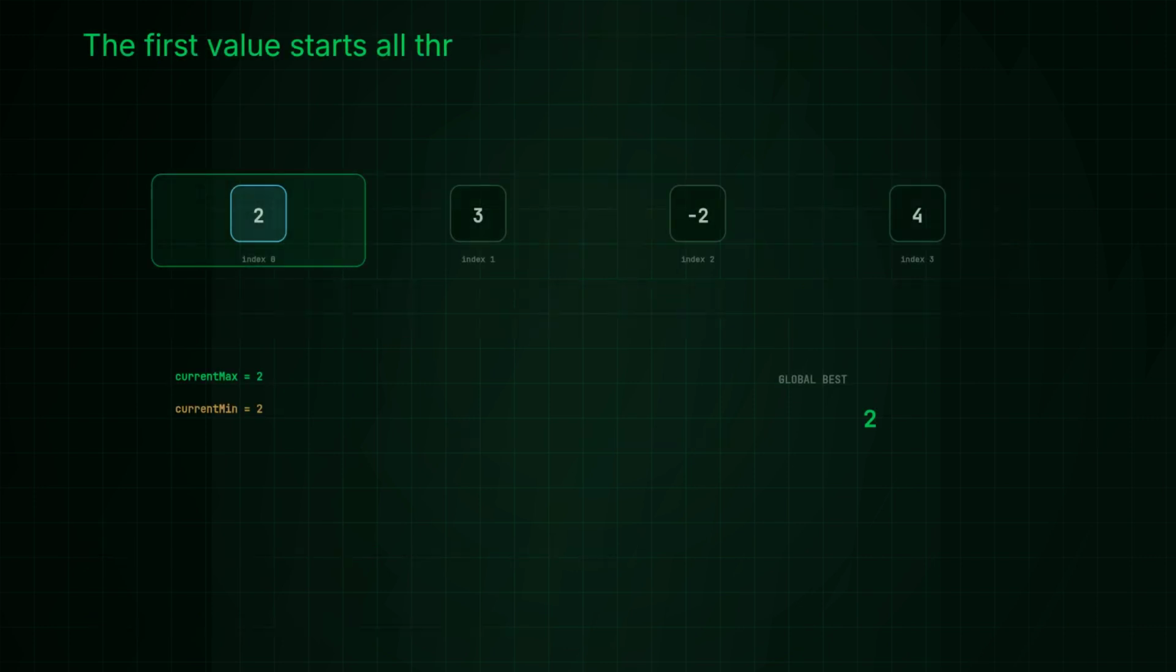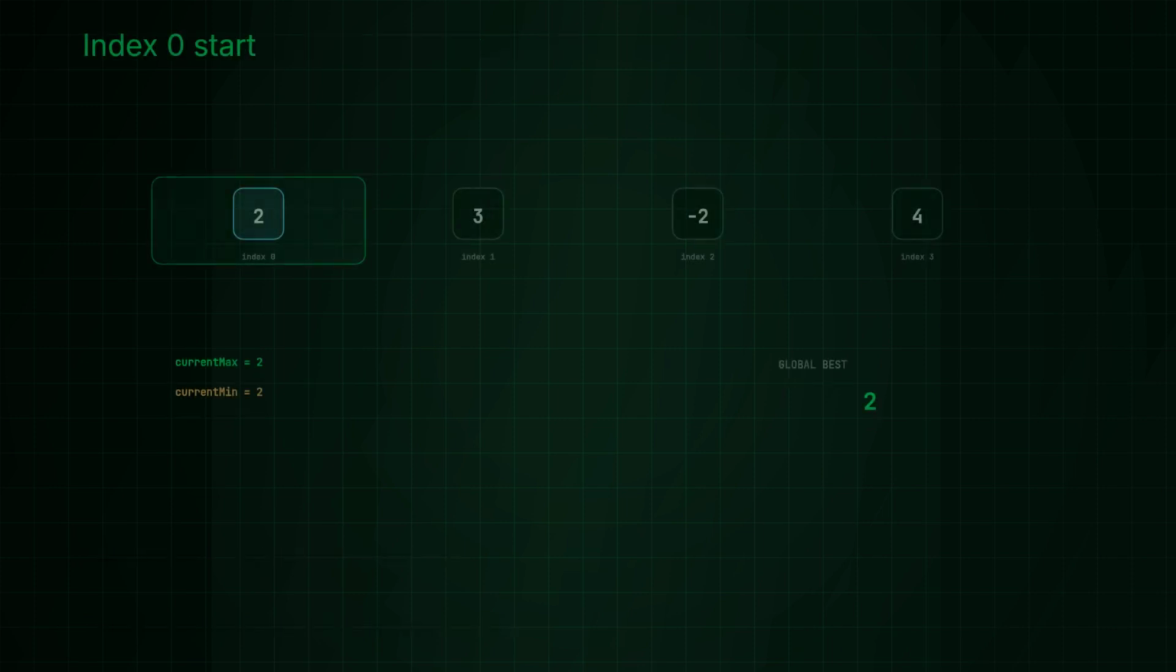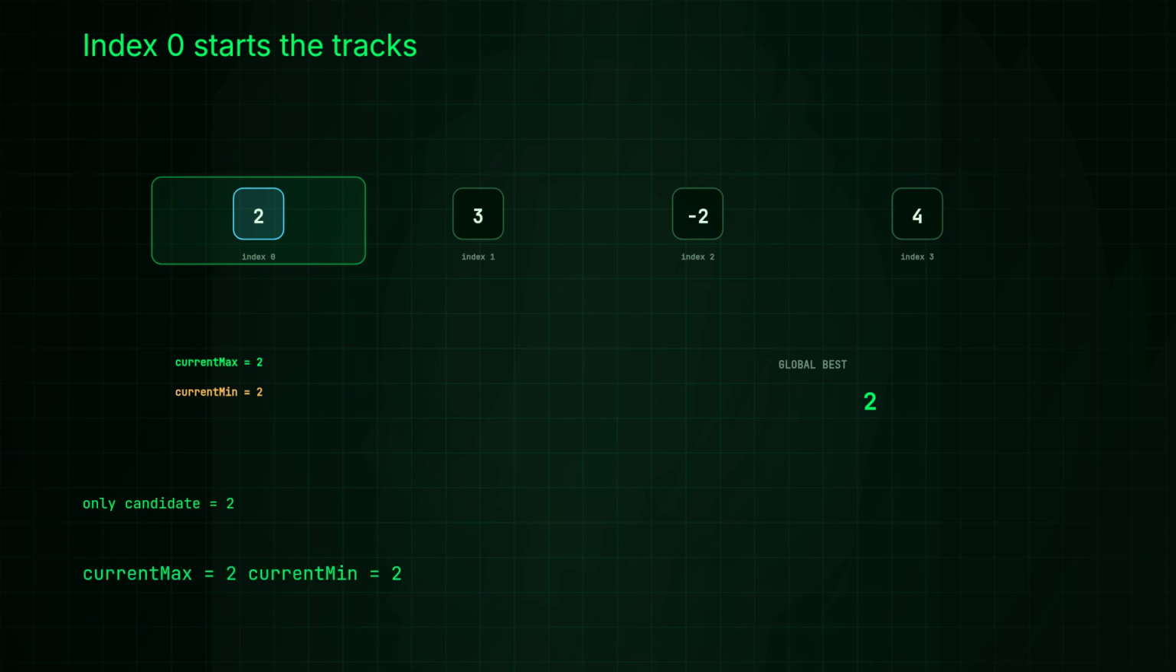At index 0, the only subarray ending there is 2. Initialize current max, current min, and best to 2. Using the first value also handles arrays containing only negative numbers. At index 0, the only product ending here is 2, so the only candidate is 2. Choose 2 as the new maximum ending here and 2 as the new minimum ending here. The global best remains 2.